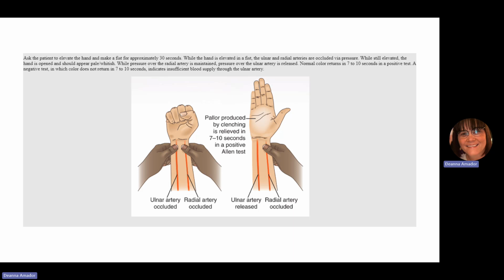Now, why we're doing this is because we just talked about radial arterial lines. So they're putting a line in the radial artery, they want to make sure there's still enough blood flow going through the ulnar artery, so we don't have problems with circulation to the hand. So it's important to understand what an Allen's test is and how a positive Allen's test would be obtained and that it would be good.